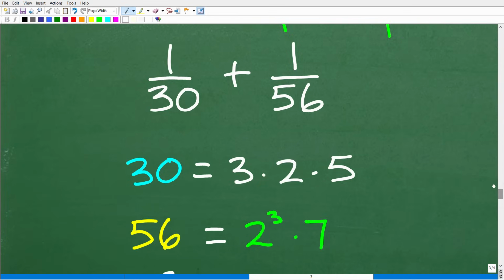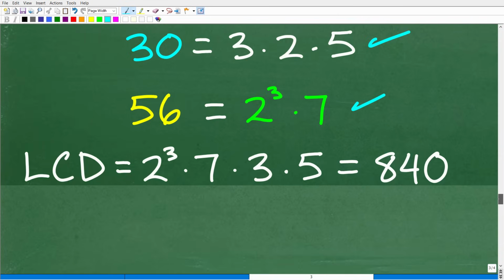So if I gave you this problem, 1 over 30 plus 1 over 56, okay? And I would say, okay, add these up. What would be the LCD? Well, again, I would go through and prime factor each of these denominators. So 30, here are the prime factors. 56, here are the prime factors for 56, 2 cubed times 7.